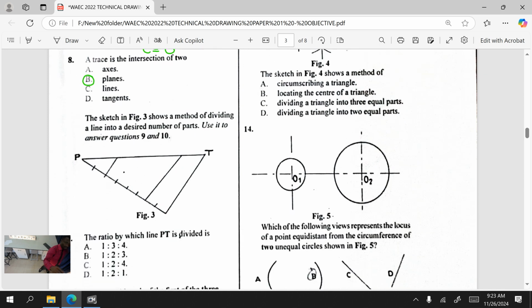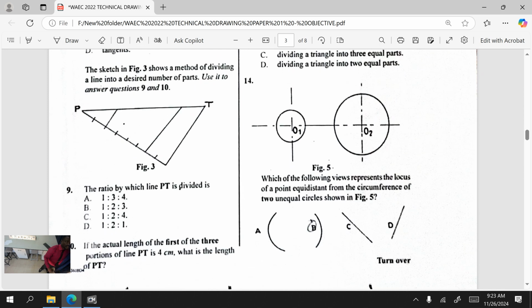Go to number 9 now. You're asked to use this. The sketch in figure 3 shows a method of dividing a line into a desired number of parts. Use it to answer questions 9 and 10. So let's look at this question. The ratio by which line PT is divided is, this is line PT here, this is P, this is T, that is the line drawn. So they want us to find the ratio by which it is divided.